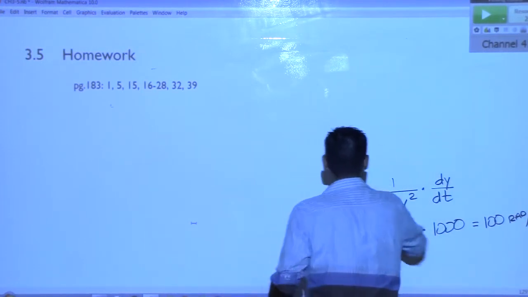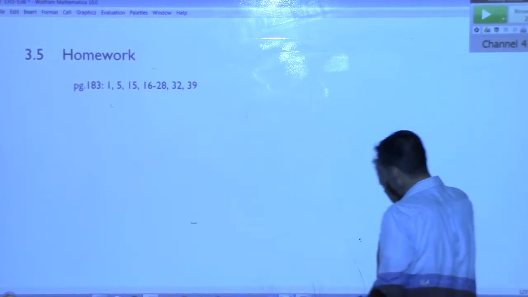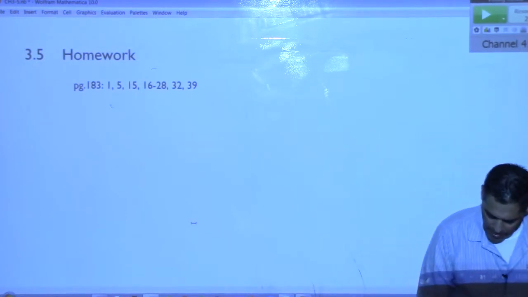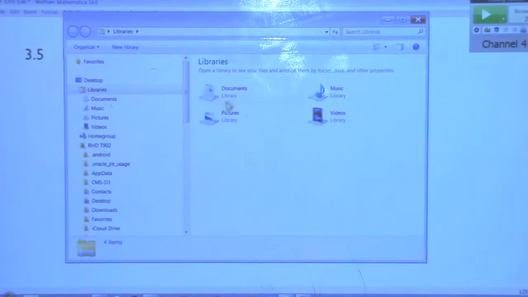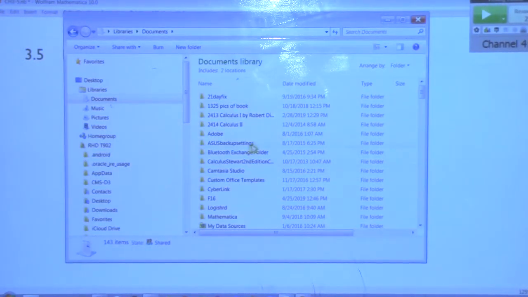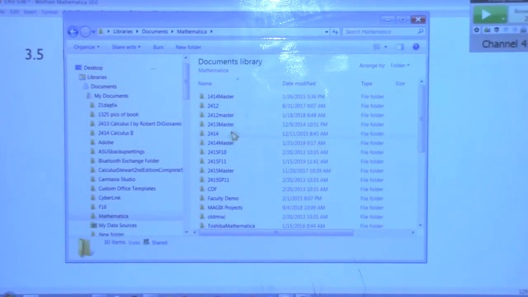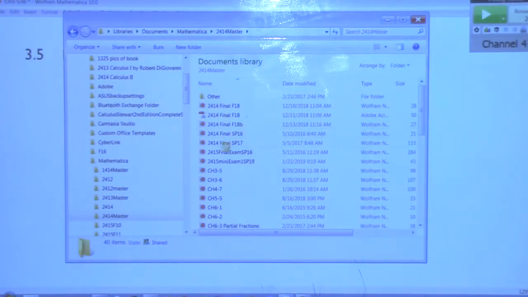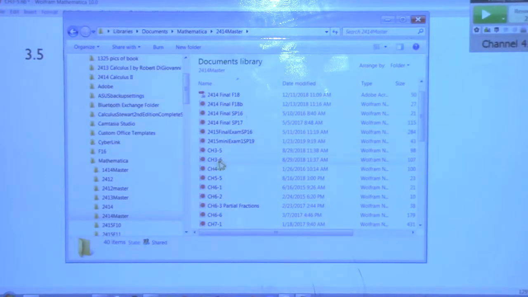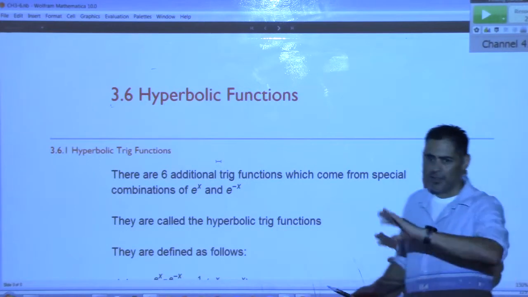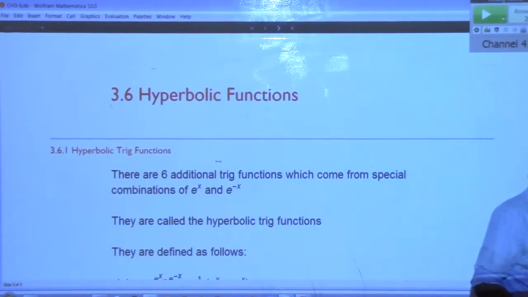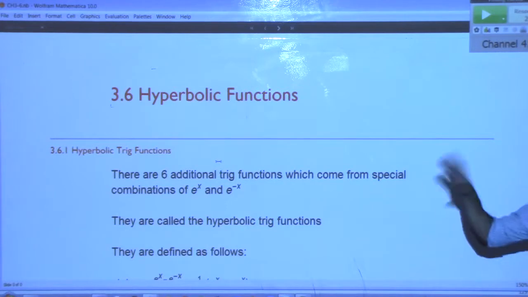All right, we're moving on to 3.6, which are the hyperbolic trig functions. We've technically started Cal 2, but we really haven't got to the heart of what this is about. We're just getting some ancillary trig stuff out of the way to begin, making sure we know the derivatives of these inverse trig functions, and now we're going to talk about the hyperbolic trig functions.